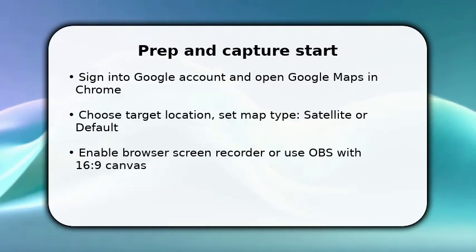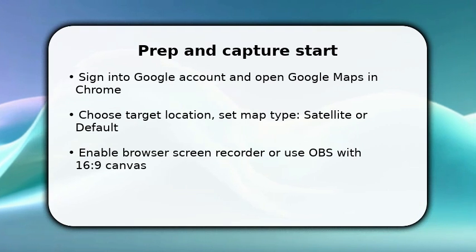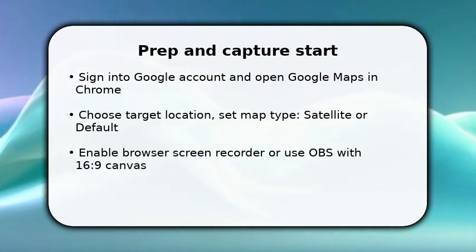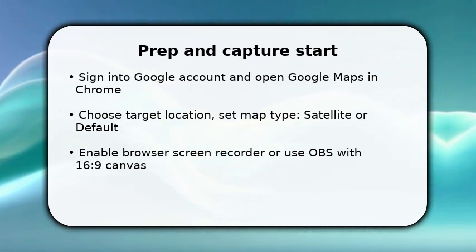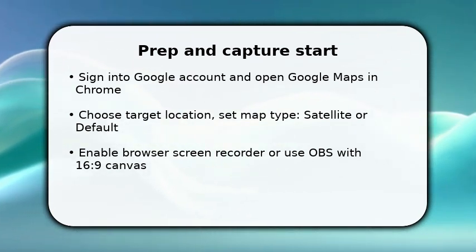You'll begin by signing into Google and opening Maps in Chrome so your location and settings persist. First, pick satellite or default map style depending on clarity. Satellite gives realistic imagery for zoom.